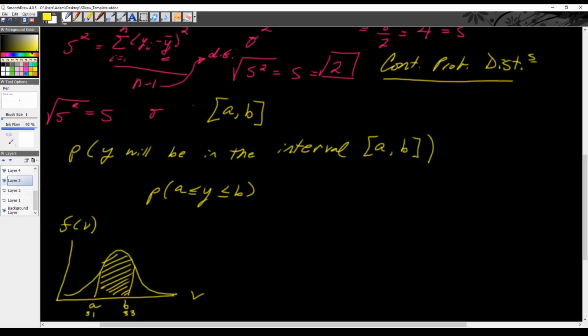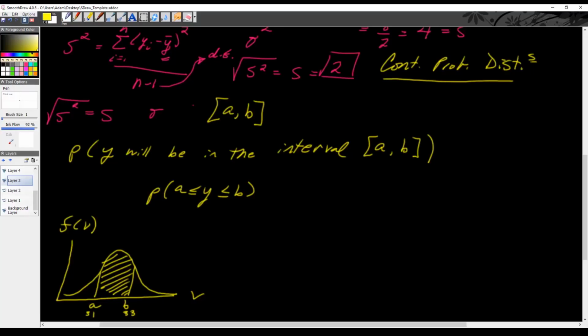We can standardize these values, 31 and 33, using statistical processes that we'll cover in just a minute. And if we have some more information regarding how this variable is distributed, we can easily solve for the area under the curve in between A and B, or the probability of getting a mileage in between 31 and 33 inclusive.